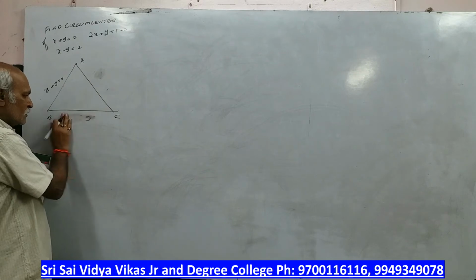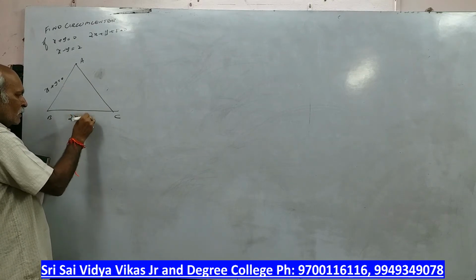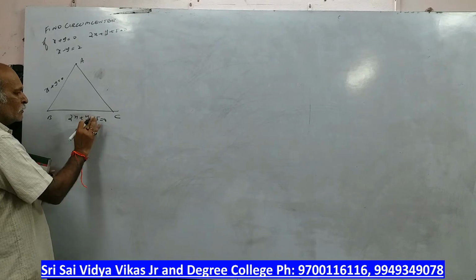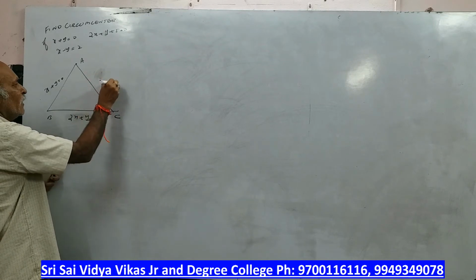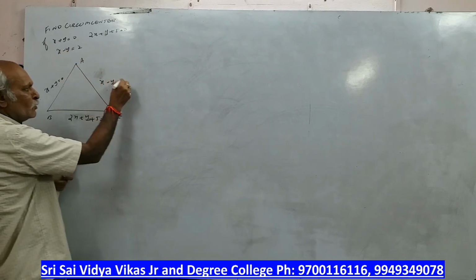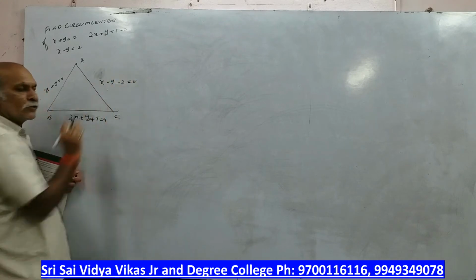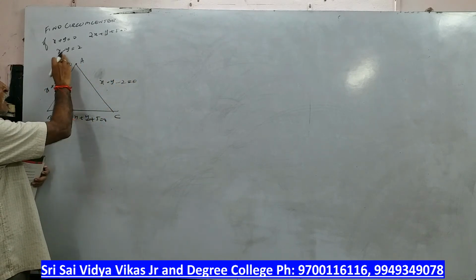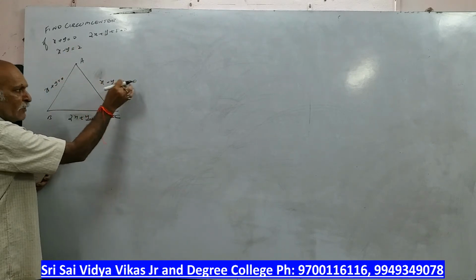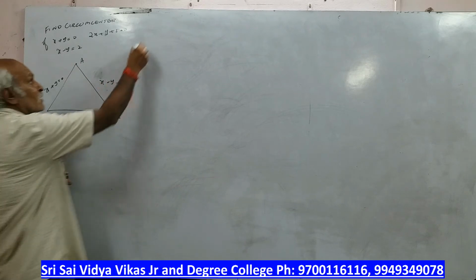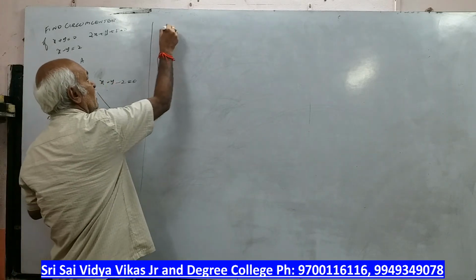2x plus y plus 5 is equal to 0. Then x minus y equal to 2 is given, so put minus 2 is equal to 0. Always it should be equal to 0. So what I have done, x minus y is equal to 2 is there, so x minus y minus 2 is equal to 0. Again, observe here what I am doing here.